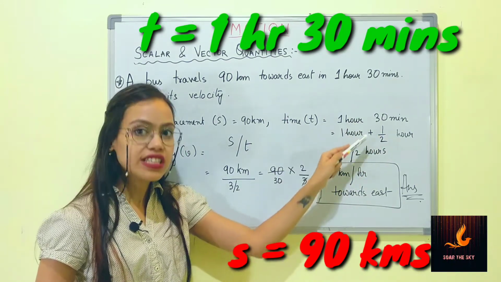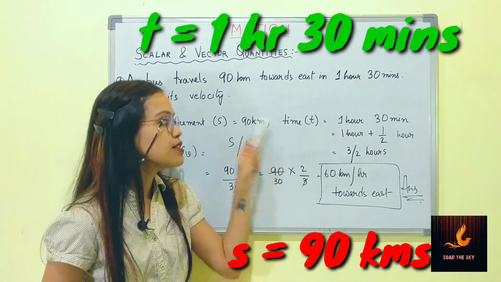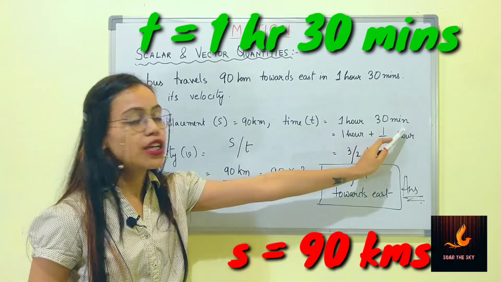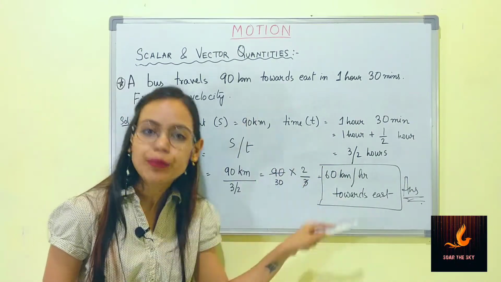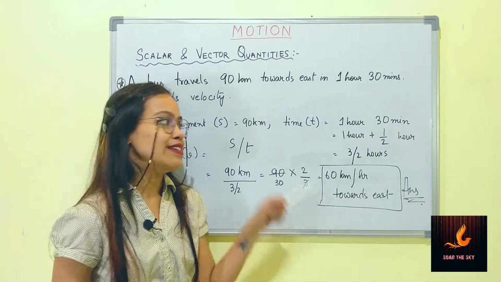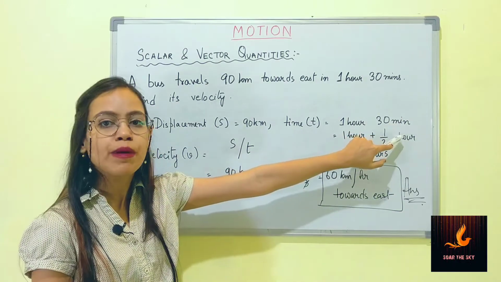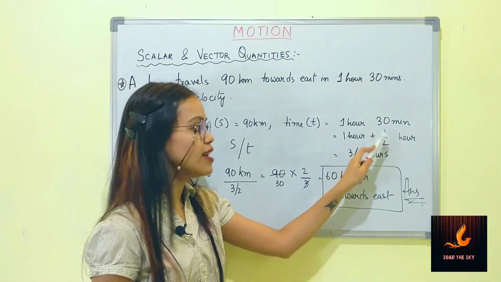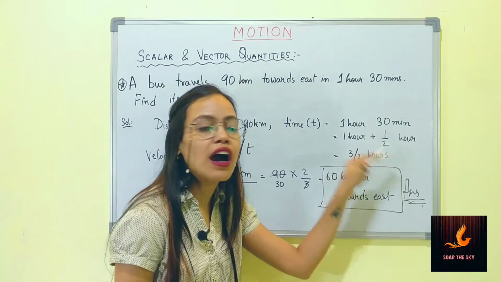Now, this is a very critical thing as the displacement is given in SI units, that is in kilometer, but the time partially is given in SI and partially in CGS. So we either have to convert both the units completely in CGS or we have to convert both the units directly in SI. Since rest of it are given in SI units, we are just converting the 30 minutes part to SI. That is 1 hour 30 minutes means 1 hour and half hour. 1 hour plus half hour gives us 3 by 2 hours.